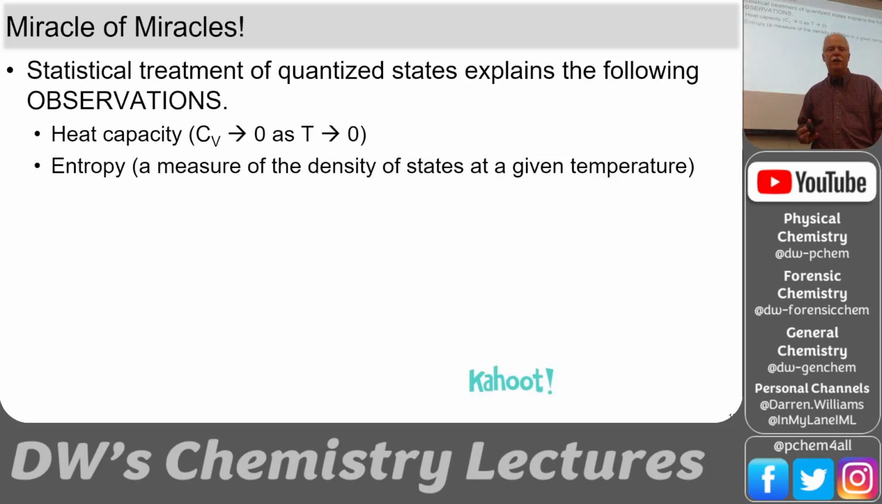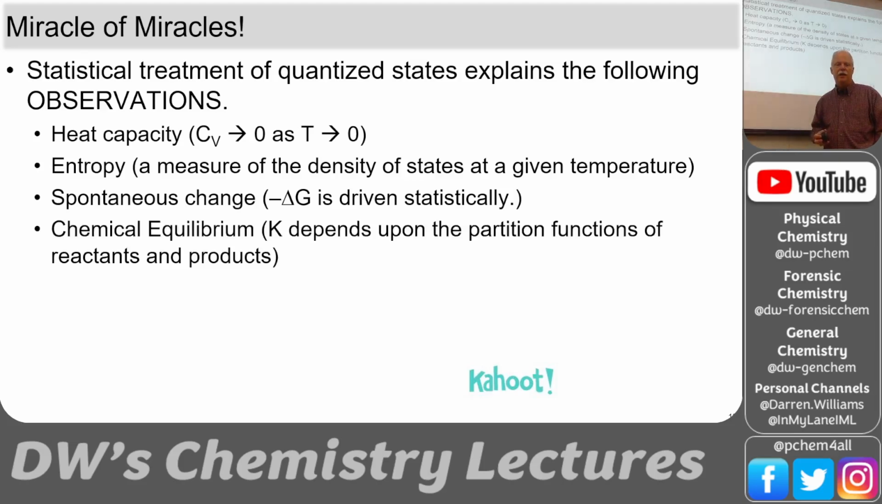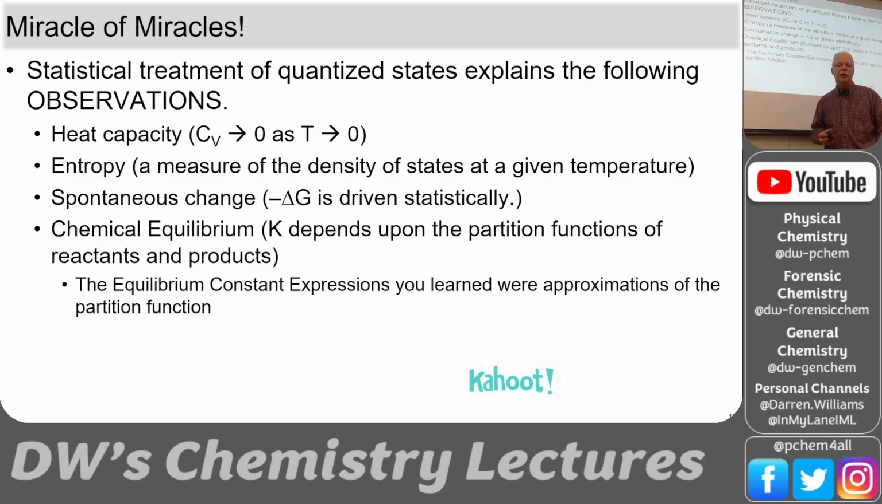states exist. Entropy is just a measure of the density of states at a given temperature, the number of states in a given energy range at a given temperature. This is another way to describe the entropy. A spontaneous change, we knew about delta G values, but we didn't know that they were driven statistically, and this explained that. And then the chemical equilibrium constants just depend upon the partition functions of the reactants and the products.